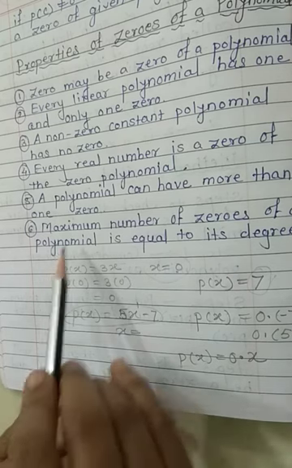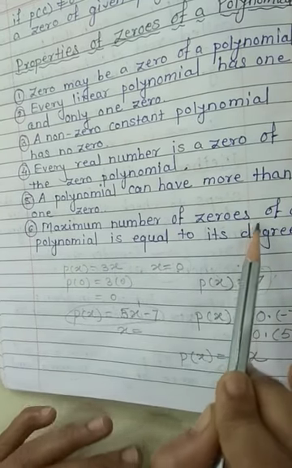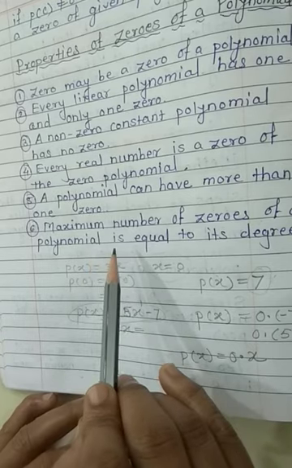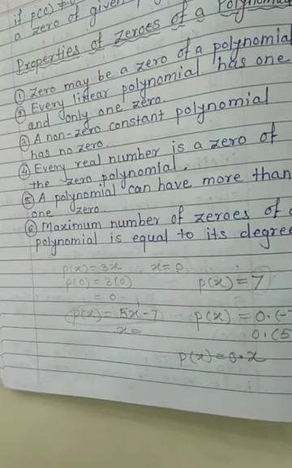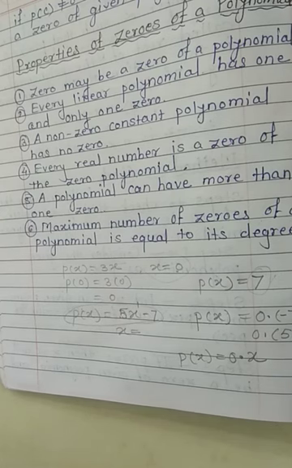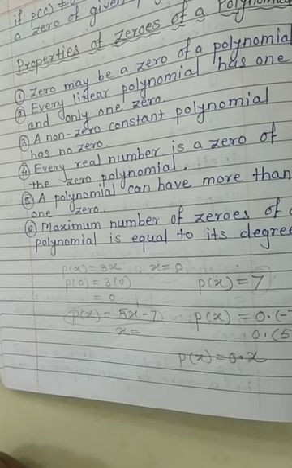So the maximum number of zeros or solutions of a polynomial is equal to its degree. Now a cubic polynomial has 3 solutions. A biquadratic polynomial has 4 solutions. So the number of solutions or number of zeros of a polynomial is equal to the degree of the polynomial here.